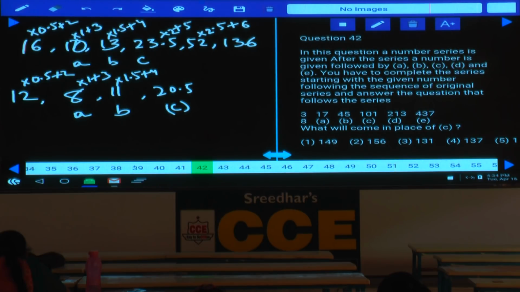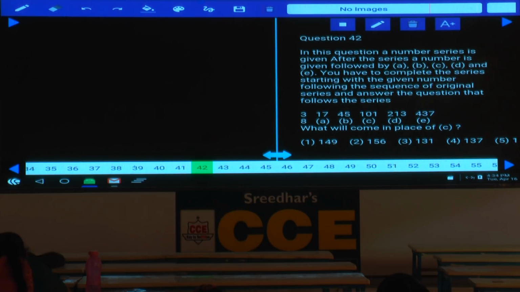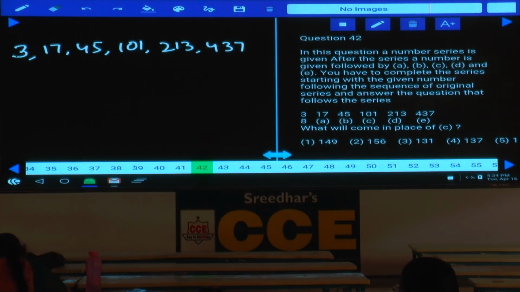Now in this question number 42, 3, 17, 45 and so on. Starting with 3 and 17, 45, 101 and 213, and the next one is 437. Now if you observe here, the numbers are increasing very fast. As the numbers are increasing at a very fast rate, it must be multiplication or combination. And 3 and 17 cannot be related by multiplication, hence it must be combination.